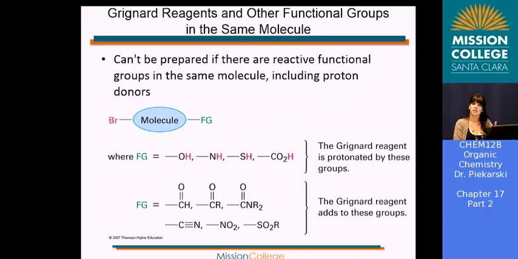There are some limitations that you need to learn for Grignard reactions. Now, this hopefully will make sense. If I have a reactive functional group, especially those proton donors, in the presence of a Grignard reagent, it's never going to work. So you never want to see carboxylic acids or thiols or amines or alcohols present because these all have acidic protons.